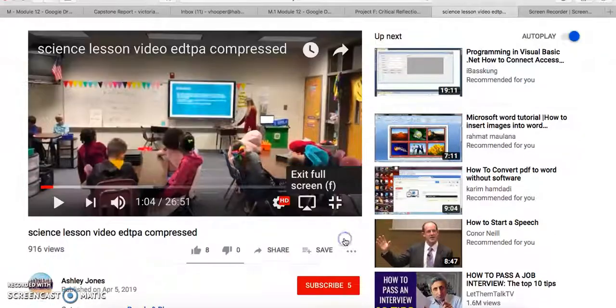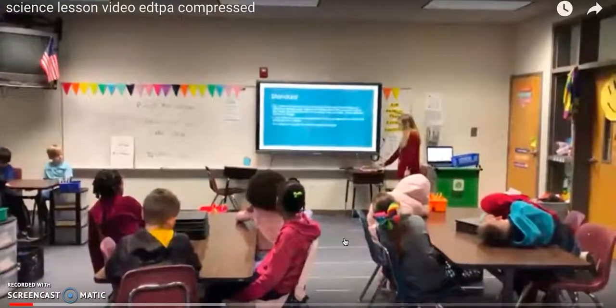Hi everyone. So this seems to be an elementary grades classroom. The teacher is going over a science lesson about what animals live in different habitats and why. So she's looking at all the habitats of Georgia.